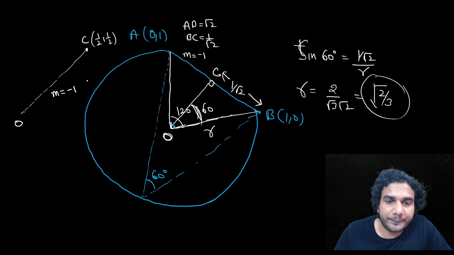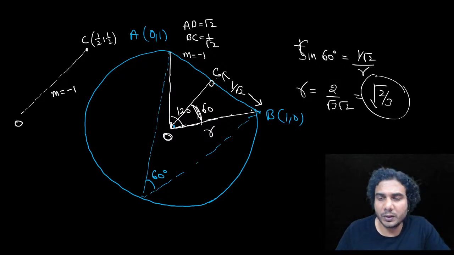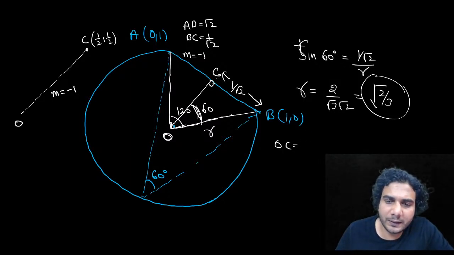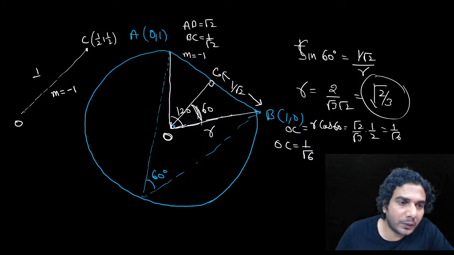So we need OC. OC you can find is R cos 60. So R cos 60 is R by 2. So OC is basically 1 by root 6. Okay. How did I get this? R is root 2 by root 3 and cos 60 is 1 by 2. Okay. So it is R cos 60, OC is 1 by root 6. So we have got OC. OC is 1 by root 6. Okay.